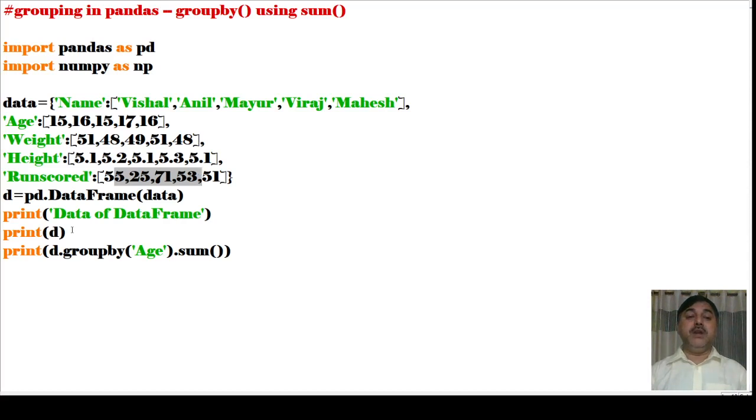After that I have added one more thing: print d.groupby. That means groupby, d.groupby age sum. That means it will make a group by and make a summation of it. This is what has been done. Now let's see what the output is.